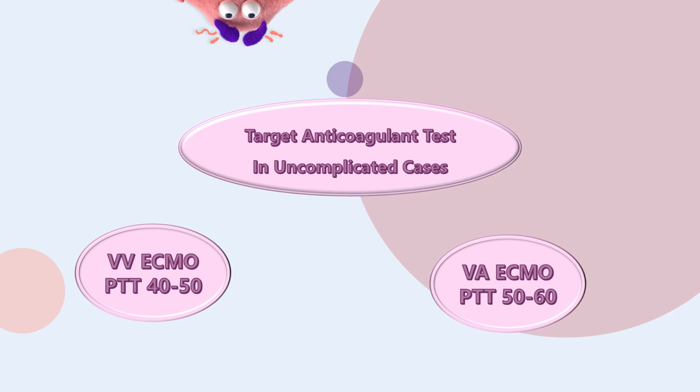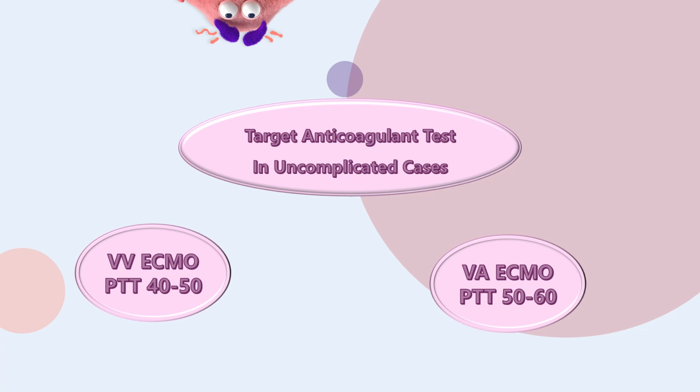As I said in the introduction, there is a difference between VV and VA ECMO. For VV ECMO, aPTT can be accepted at 40 to 50, and for VA ECMO, from 50 to 60. Sometimes when I ask some of my junior colleagues which needs more anticoagulation, the answer is VV, because VV is venous to venous with slow circulation. This is the wrong answer. The one that needs to be anticoagulated more is VA ECMO.